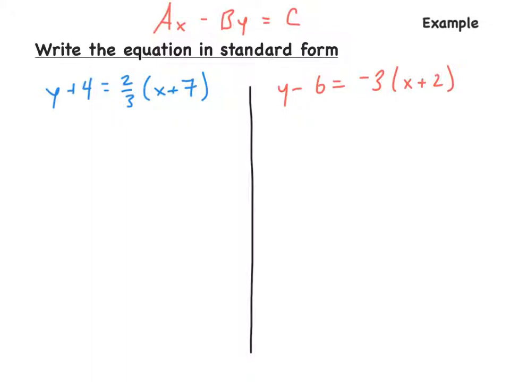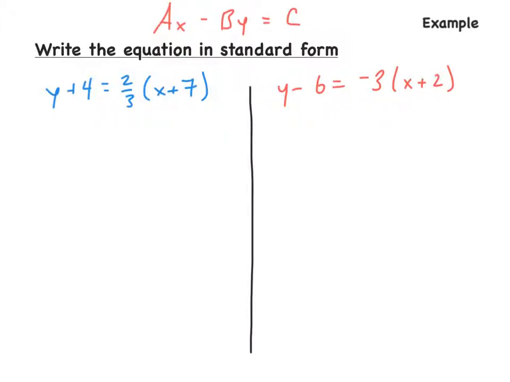So now we are given point-slope form, and what we have to do is convert the point-slope form into standard form. Remember what standard form is. We have our x's first, followed by our y's, is equal to c, our constant. So I will do the first one, and then you're going to pause the video and attempt the second one.